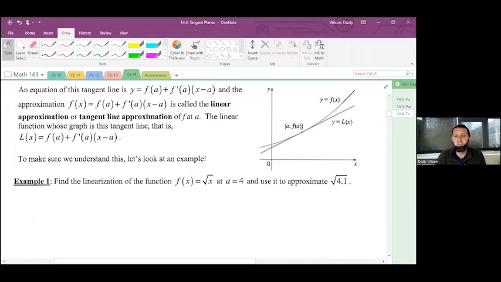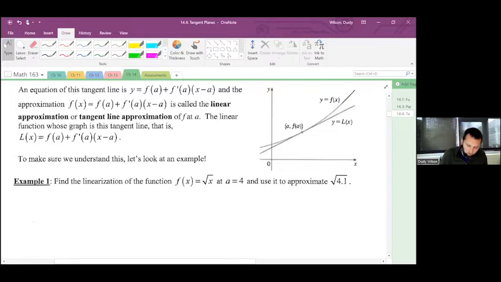An equation of this tangent line is y equals f of a plus f prime of a times (x minus a). And the approximation f of x is approximately equal to f of a plus f prime of a times (x minus a) is called the linear approximation or tangent line approximation of f at a. The linear function whose graph is this tangent line, that is L of x equals f of a plus f prime of a times (x minus a).